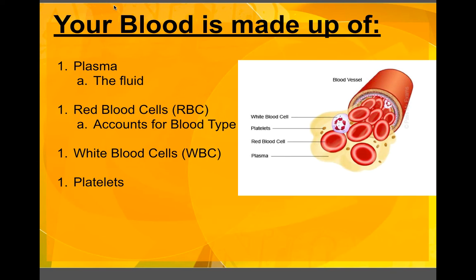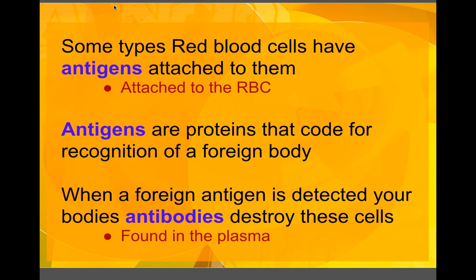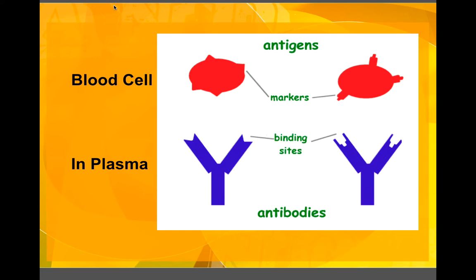So our blood is made up of four things: plasma, which is the fluid part, red blood cells, which account for the blood type, white blood cells, and platelets. Some types of red blood cells have things called antigens attached to them. Antigens are proteins that code for recognition of a foreign body. When a foreign antigen is detected, your body's antibodies, found in the plasma, destroy those cells. So here's a blood cell, and in plasma we have antibodies that bind to the markers on the blood cell, and if they don't match up, then it would destroy it.